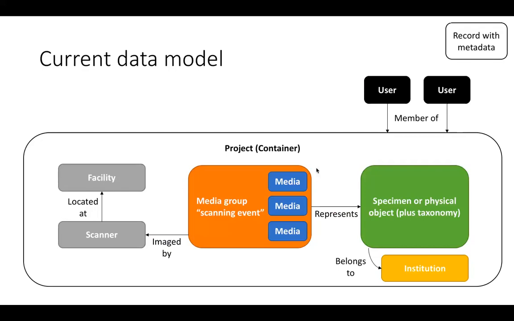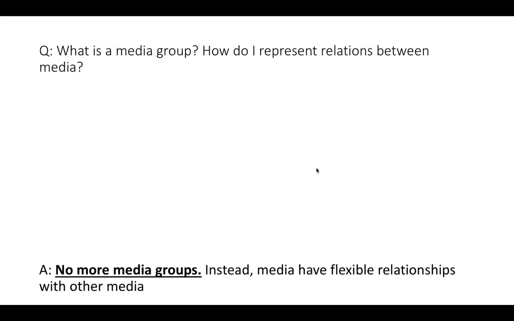To start off with, I'm going to zoom in on media groups, because I very often get the question, what is a media group? The name is maybe slightly opaque, but I also get the deeper question, how do I represent complicated relationships between media? Maybe the idea of a scanning event doesn't cut it. How do I represent when things are derived from other things?